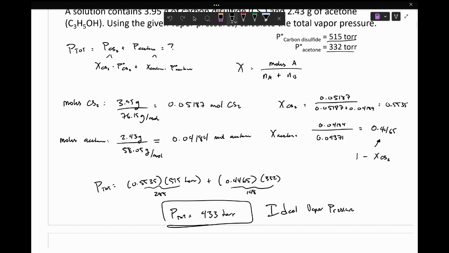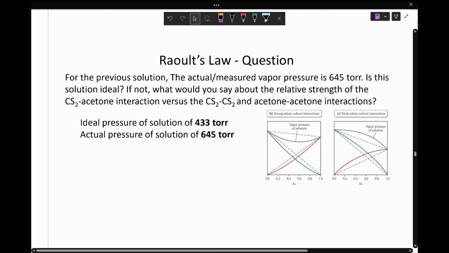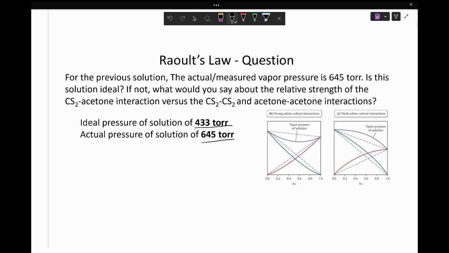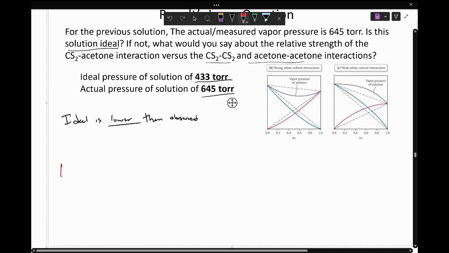And what we can see is if we go to this next slide, we said, here's our ideal and here's our actual vapor pressure. And what we are asked is, is this solution ideal? And if not, what can we say about the relative strengths of the carbon disulfide-acetone interaction versus the interaction of each of these two things with themselves? And what we're observing is that the ideal solution has a lower vapor pressure. So ideal is lower than observed. And so, right off the bat, we can say that this is not ideal since we don't have a matchup of our ideal and our observed vapor pressures.